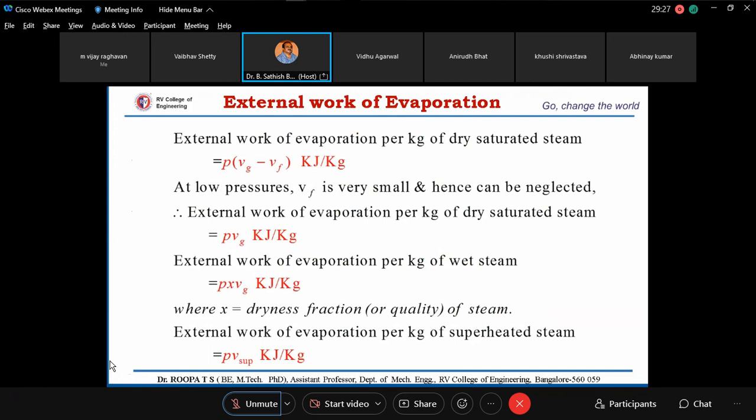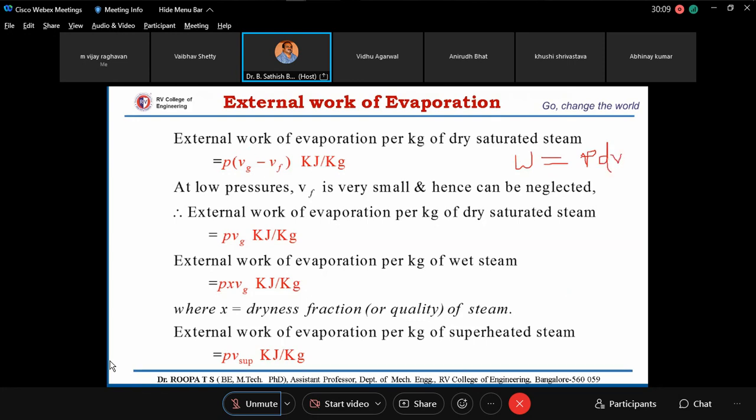So what is the equation for work done? You might have studied it at your 10th or 10 plus 2 level. Yes, pressure into volume. The same concept we are using here also. So the external work of evaporation per kg of dry saturated steam will be equal to pressure into the change in volume, P into dV. That is the equation as you have studied. So W is equal to P into dV, that is, change in volume.